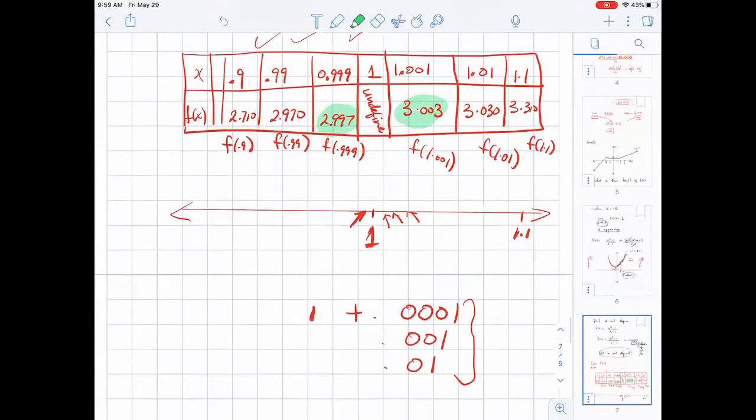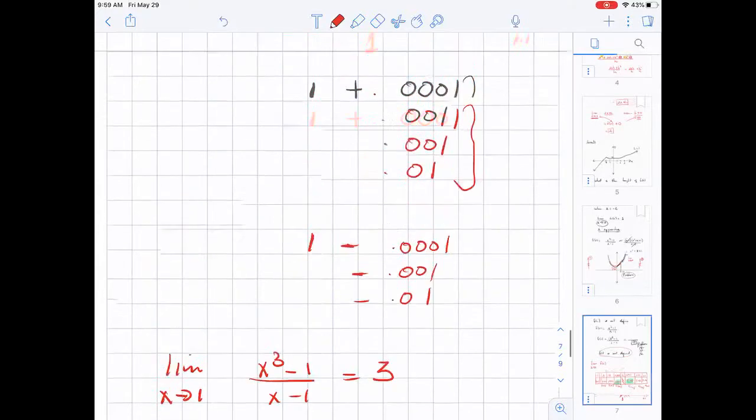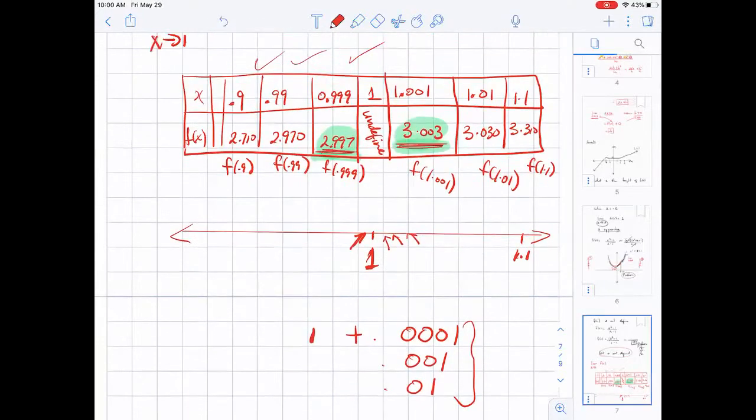What number do you think they're meeting up at? 3. Yeah. If this is 3.003, which is almost 3, and this is 2.999, that's almost 3. They're meeting up at 3, right? So the limit as x approaches 1 of f(x) = (x cubed minus 1) over (x minus 1) is equal to 3. Why? Because this value is very, very close to that value. If this was -3 and this was positive, then they don't meet. They have to be very, very close for it to say they meet.